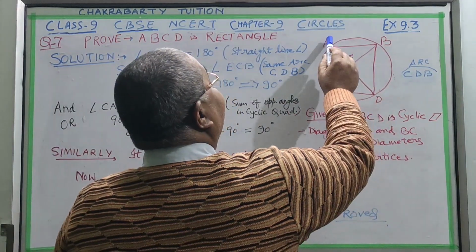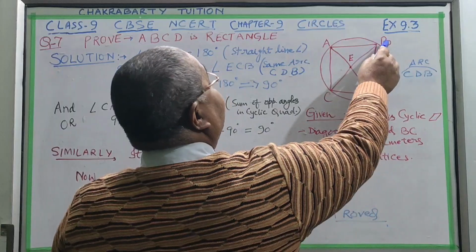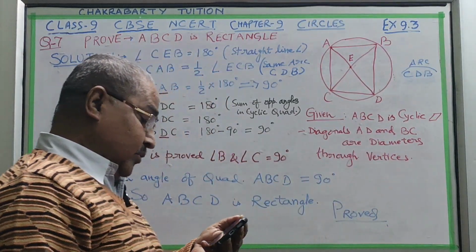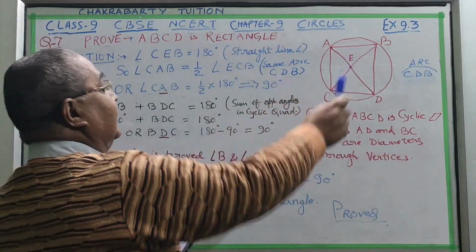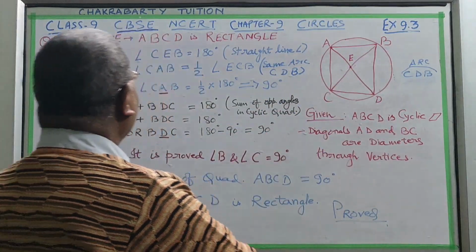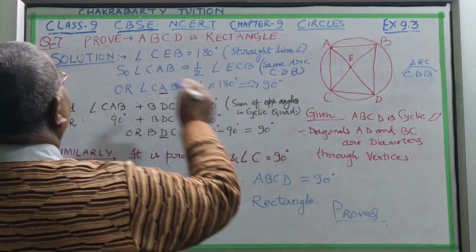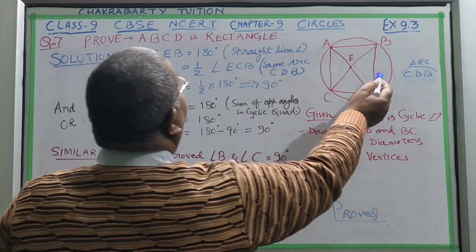Vertices means A and D are vertices, B and C are the vertices. So what you have to prove? You have to prove that ABCD is a rectangle. Okay. So here you see this is given. This portion is given. Now the solution. How will the solution come?